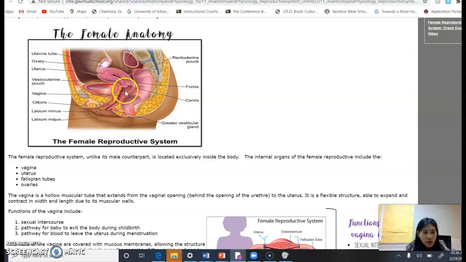It's the opening actually, and the functions of the vagina include sexual intercourse for the husband and wife, the partner. It's the pathway also for the baby to exit the body during childbirth, and it is also the pathway for blood to leave the uterus during menstruation. So there are three functions of the vagina.